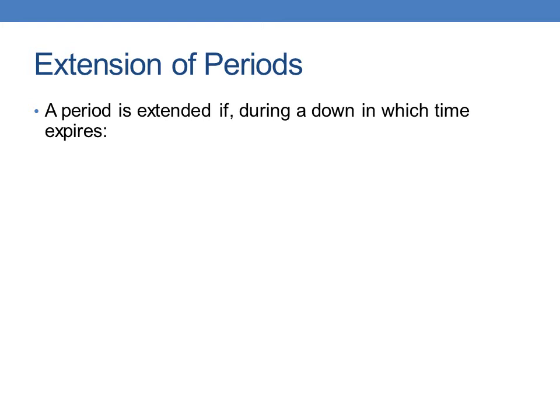So here are our situations in which, provided that they occurred during a down in which time expires, we would further extend the period. The first is that there was an accepted penalty for any live ball foul. If there is a live ball foul during a down in which time expires, we will extend the period if it is accepted. There are a couple of exceptions to this, but let me talk about what this means first.